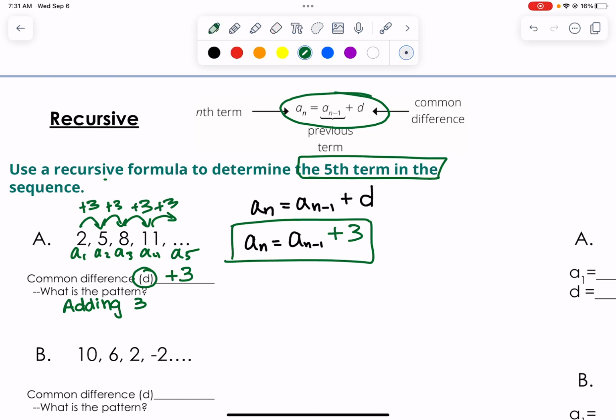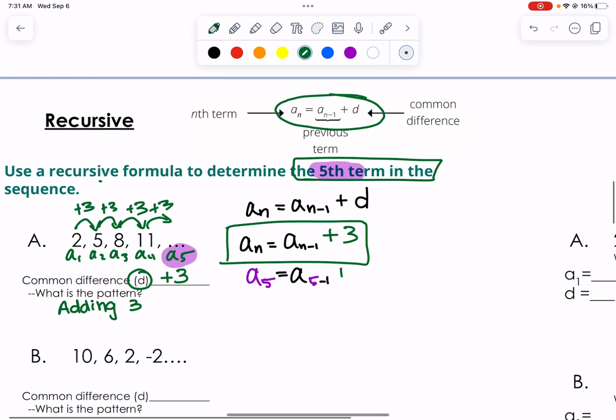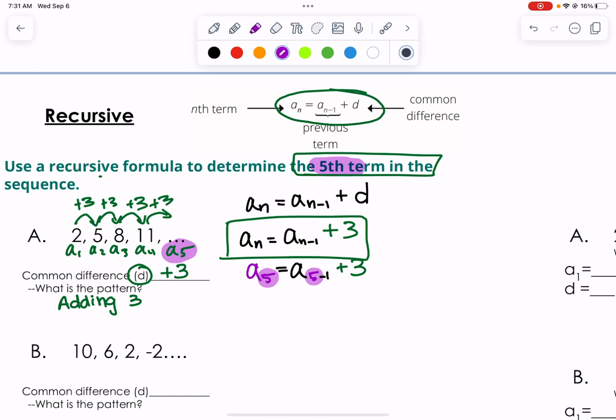We're looking for the 5th term. So we're looking for A5. So we're going to put A5 equals A5 minus 1 plus 3. So the only thing that we substituted is these 5s.